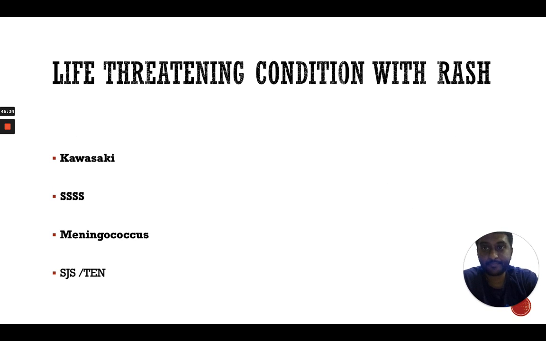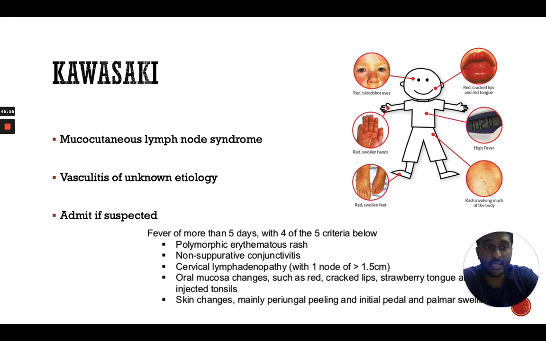Okay, and we'll now look at life-threatening conditions with rash. The three need-to-know life-threatening rashes are Kawasaki, SSSS, and meningococcus. Kawasaki is life-threatening because of its cardiac complications. It can cause cardiac aneurysms. It's a vasculitis of unknown etiology.